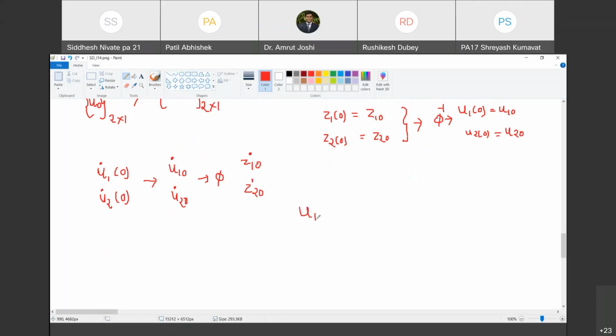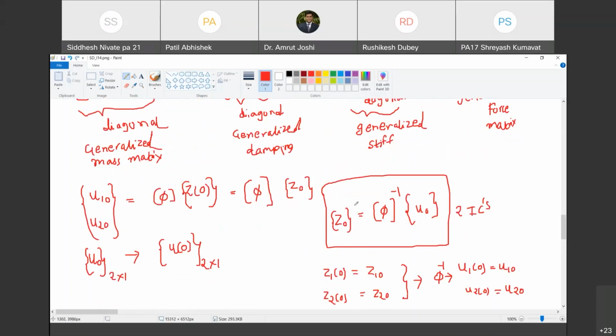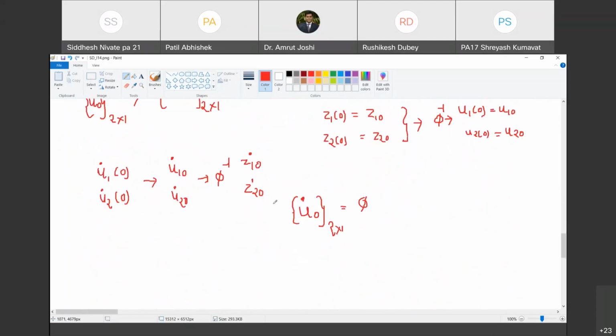Next set of boundary conditions, the matrix of U0 dot. It is a 2 cross 1 matrix. This must be equal to phi times Z0 dot. Phi is correct. Do you agree with me? Phi is 2 cross 2, and this is 2 cross 1.